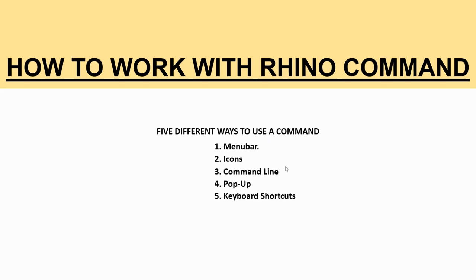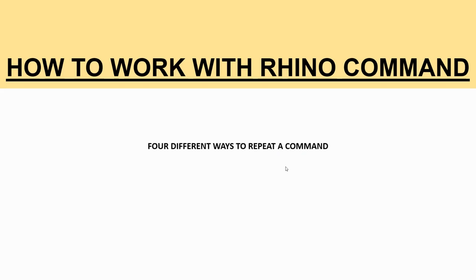Next we will see the different ways to repeat a command. The first option is right click on the mouse. If you right click, it will take you to the last command which you have used. The next one is the space bar. If you press the space bar, it will also give you the last command which you have used. The next is the enter key. If you press the enter key, it will show you the same last command.